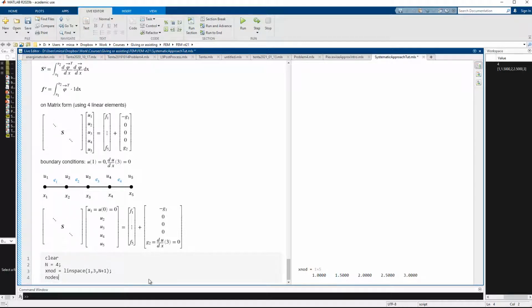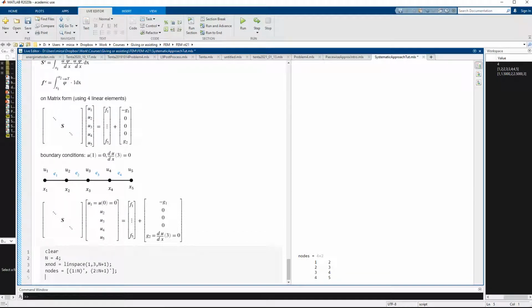And then we need to create our nodes. This is the connectivity, telling us how each element is connected to each other. So this is going from 1 to n, and we're going to transpose that. And right next to it, we will have 2 to n plus 1. And we need to transpose this, so I need to put this in parentheses and transpose it. And let's take a look at that. So our first element is nodes 1 and 2, second element is nodes 2 and 3, and so on. So this looks reasonable. Can suppress that. Then we have the number of nodes. So number of nodes is equal to the length of x node.